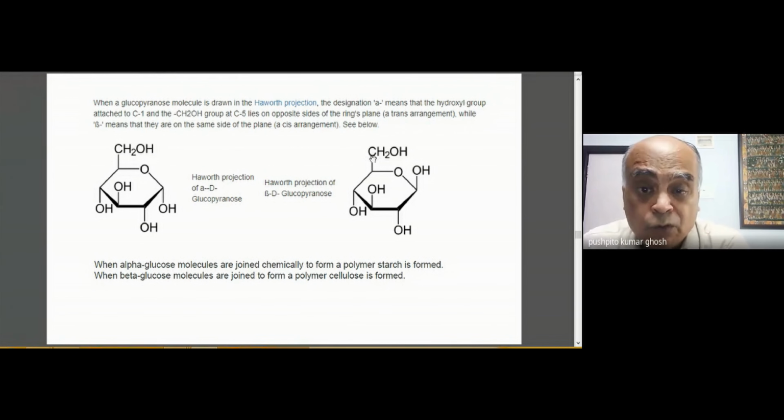Now, look at this. When alpha glucose molecules are joined chemically, you get starch. So if it is alpha, that means one like this and one like this. And when beta are joined, that means when they are on the same side, you end up getting cellulose. There's a world of difference in the properties of cellulose and starch. You can see how critical the stereoisomeric orientation is.